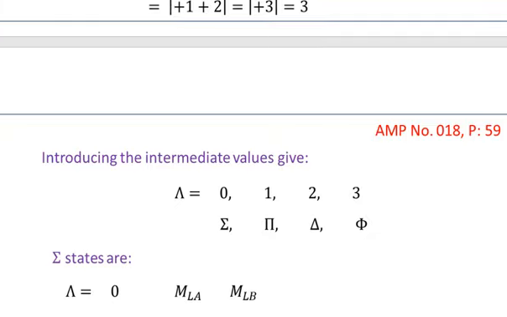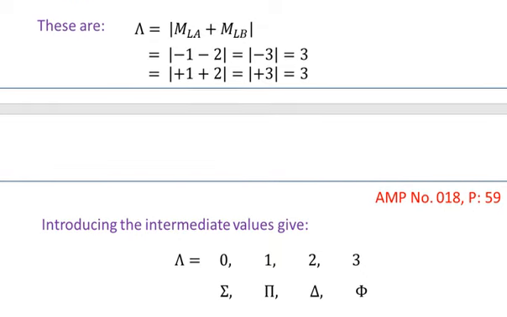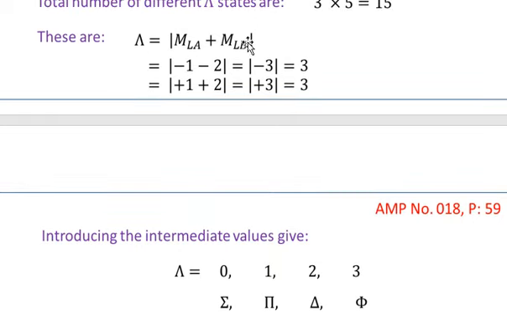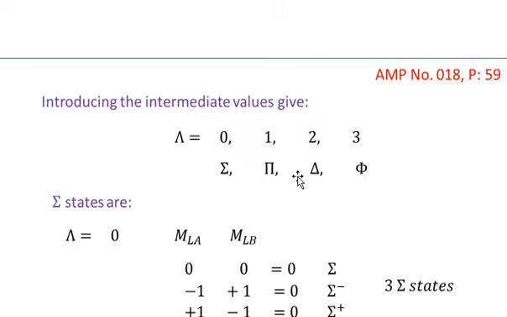Because here we are considering the mod values of ML_A plus ML_B, all these values will be possible. So the minimum value is 0, the maximum value is 3, and all the possible values will be 0, 1, 2, and 3. The corresponding molecular states will be sigma, capital pi, capital delta, and capital phi. These will be the 4 states that I have discussed over here.